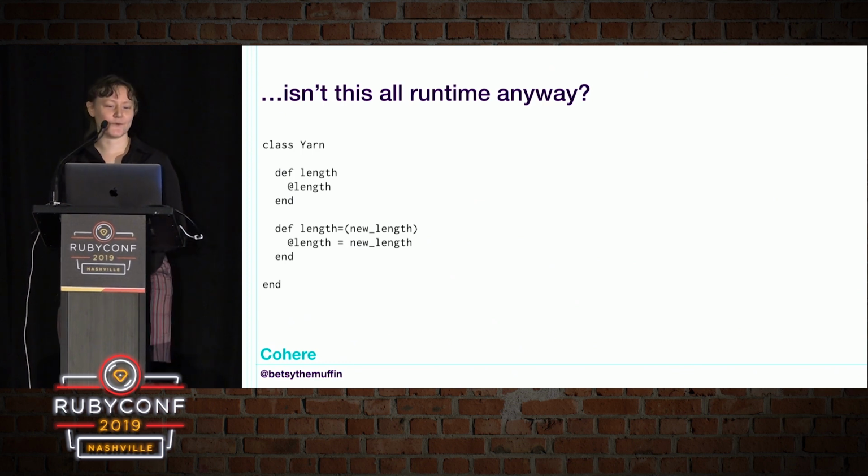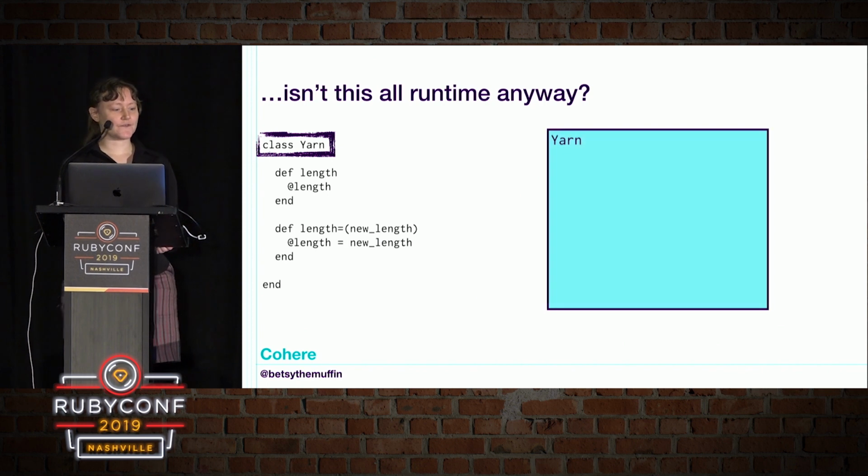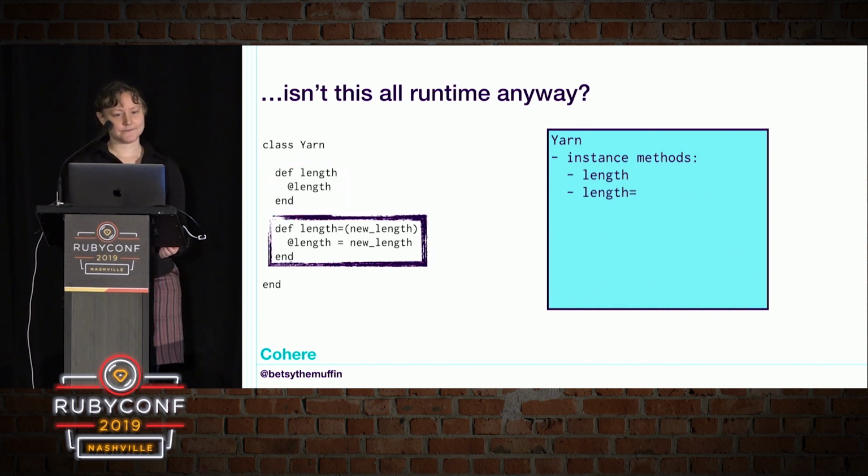We've all written code like this before. Simple class, one getter, one setter. After a Ruby file has been parsed, the interpreter goes through the generated abstract syntax tree node by node. It gets to the node that defines a class, and it builds a class within the virtual machine. Then, every time we define a method, it adds the method to the list of instance methods for that class.